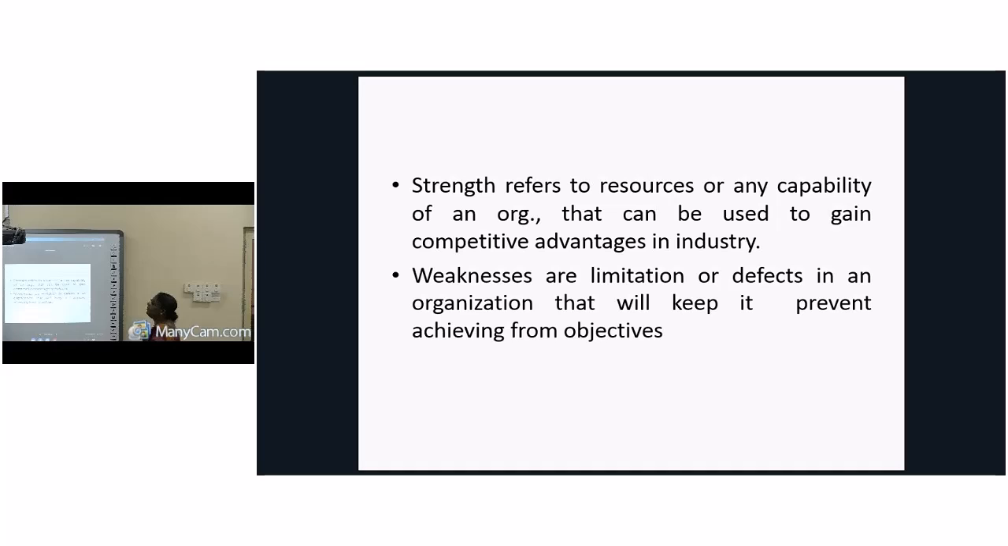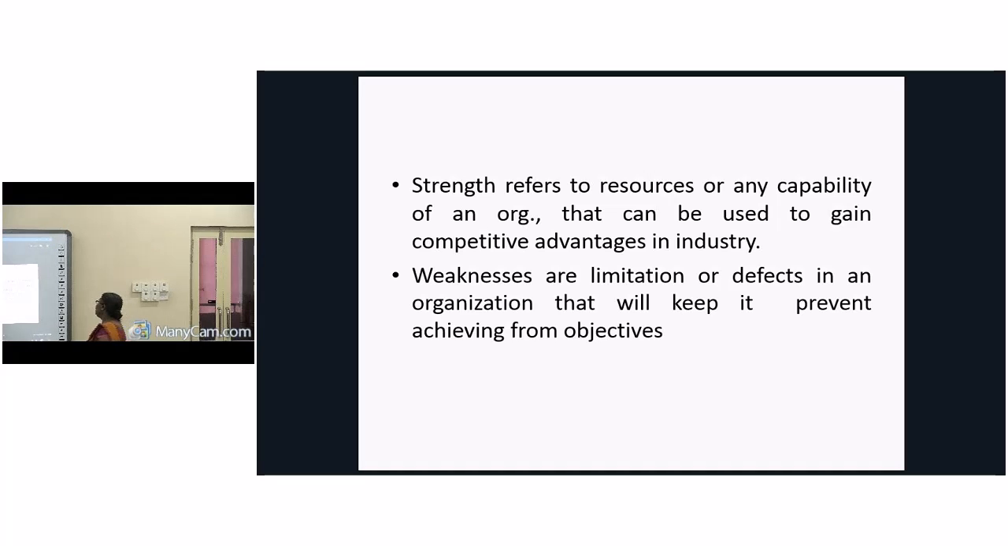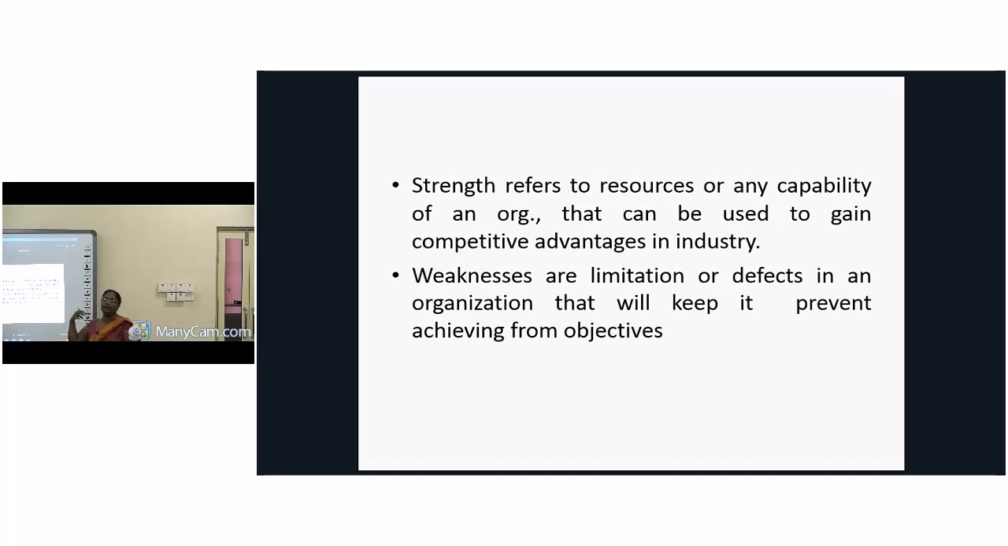Strength refers to resources or any capability. So you have to keep this thing in mind. Basically, strengths are capable of gaining competitive advantages, right? Strengths can be used in gaining competitive advantages.